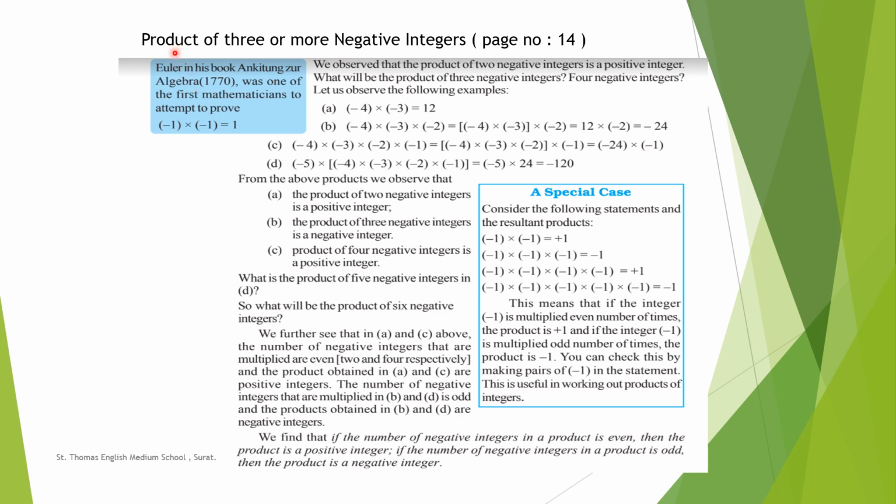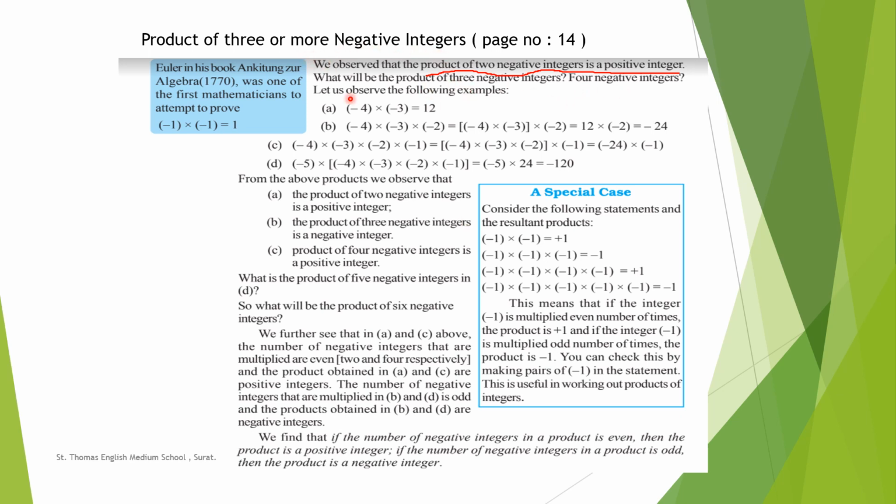Page number 14. You can open your textbook. Product of three or more negative integers. Read it. We observe that the product of two negative integers is a positive integer. Already we have seen, when you multiply two negative integers, you always get a positive integer. If you want, you can underline here. The product of two negative integers is a positive integer. Now, what will be the product of three negative integers? Now we are going to study the product of three or more negative integers.